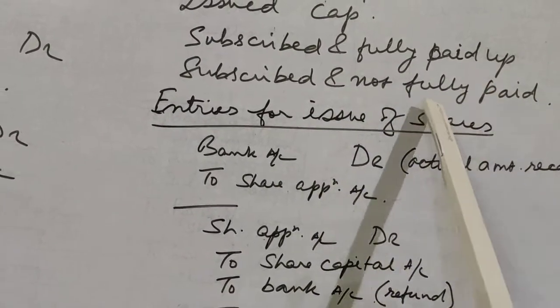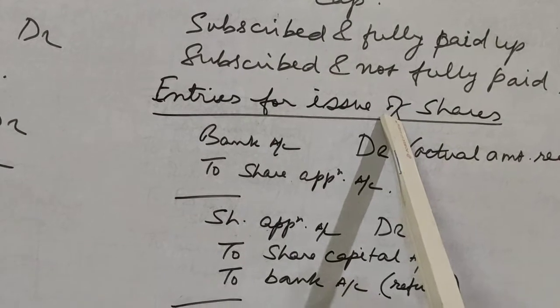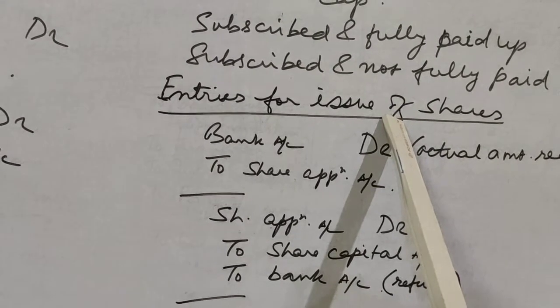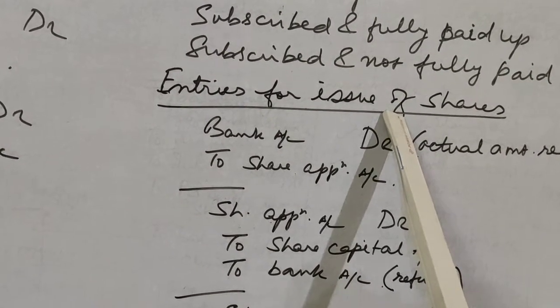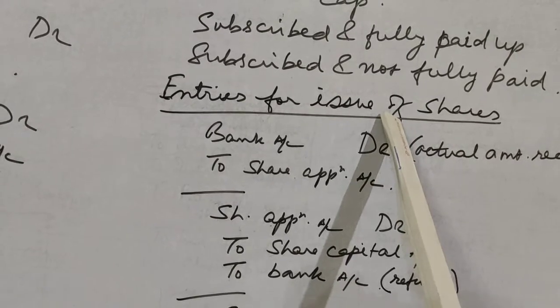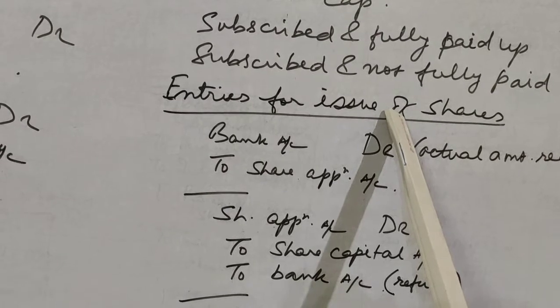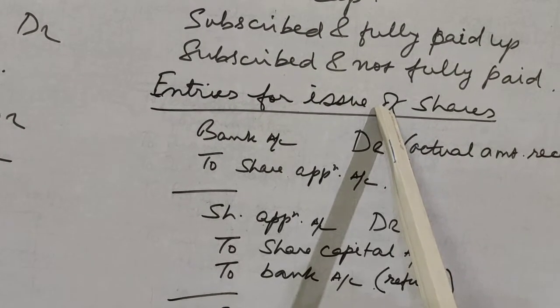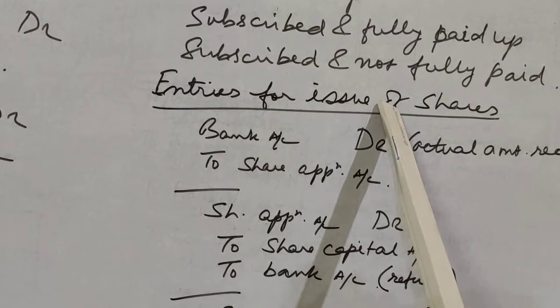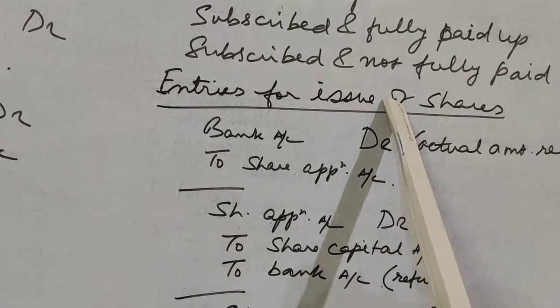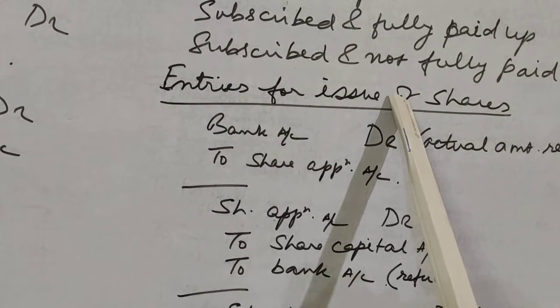But if the company has got the total 10 rupees, then that will come under subscribed and fully paid up. Okay? Now we will look at the journal entries which are passed by the company when they issue shares. First of all, when a company issues shares, they advertise in the media that we are issuing so many shares of this particular face value. Face value is also known as nominal value or par value.